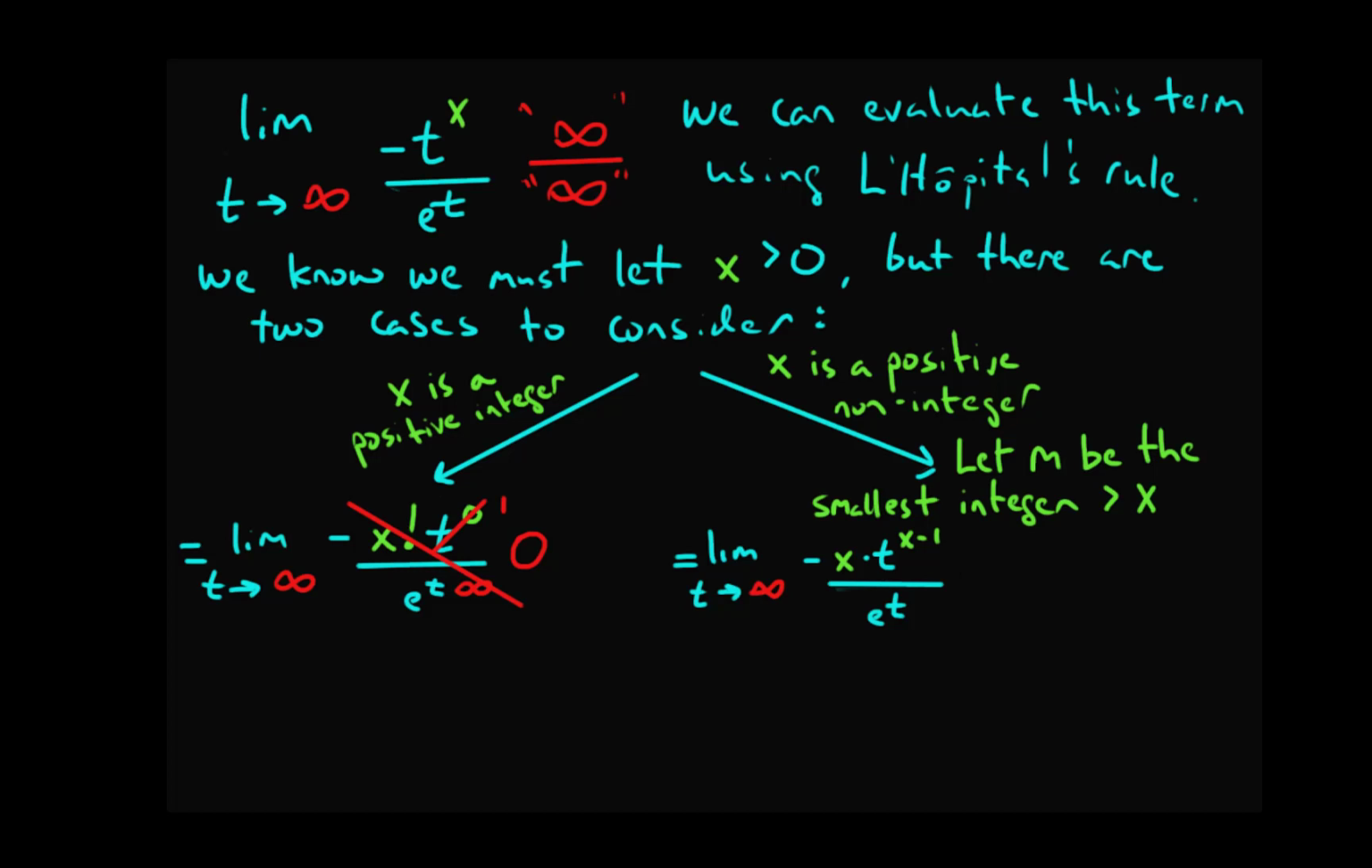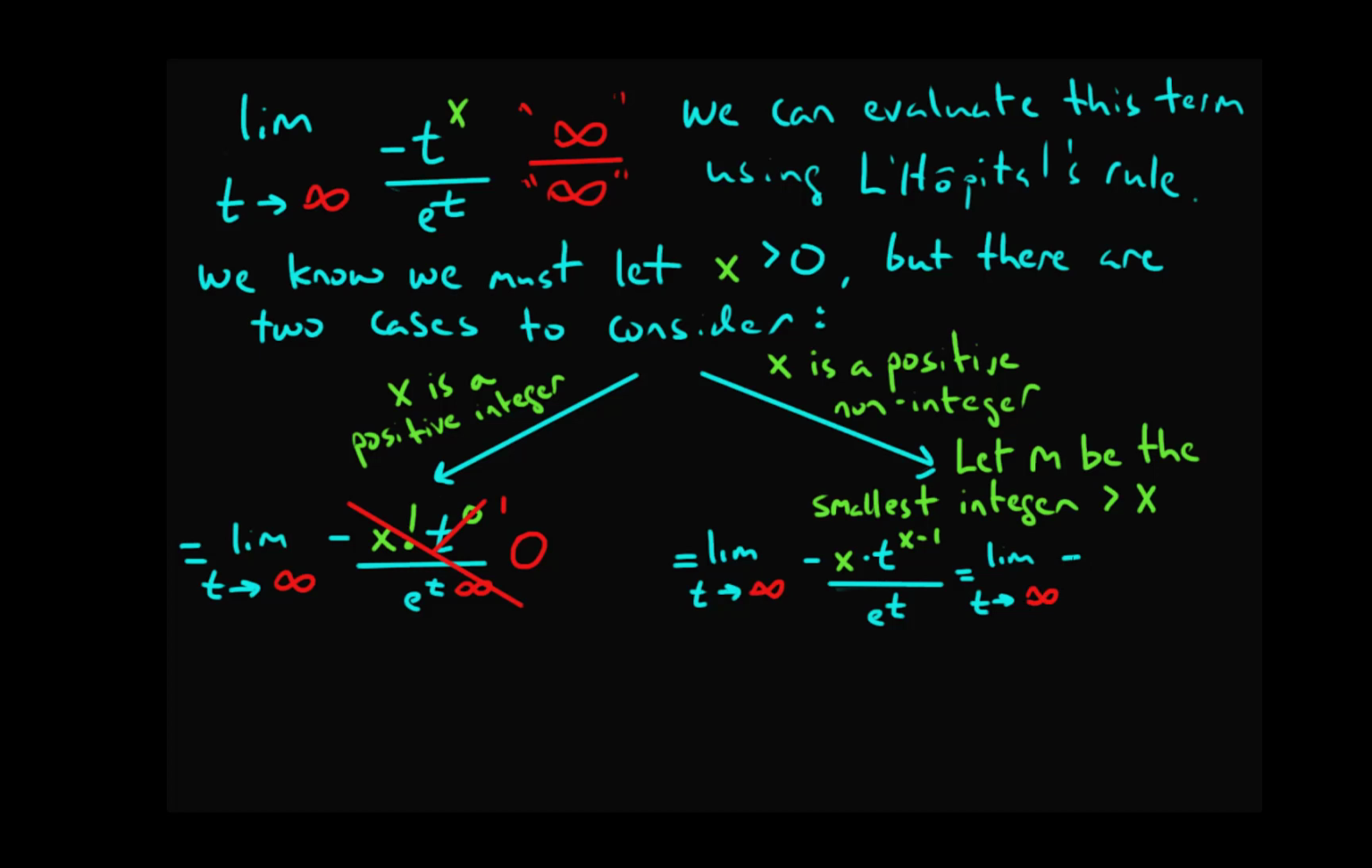And if x is a positive number that's less than 1, then we're basically done because we already have a negative exponent. t to the x minus 1 would be something negative, so that would go into the denominator, and the entire denominator would be approaching infinity, while the numerator is just a fixed constant, negative x, so that limit clearly just goes to 0 again.